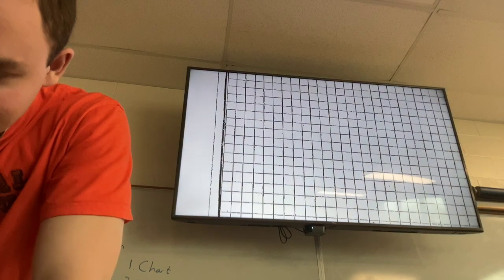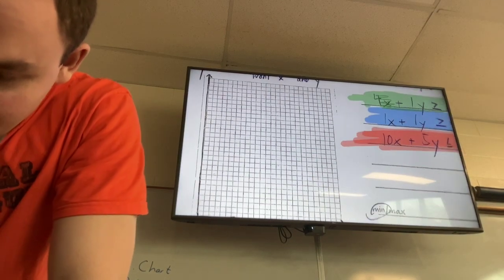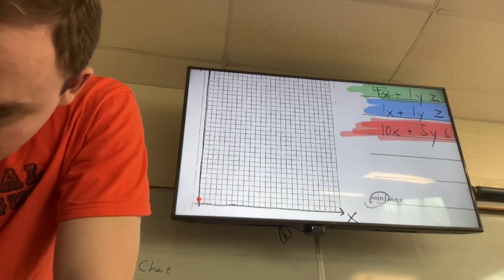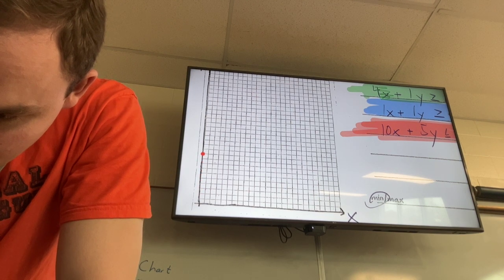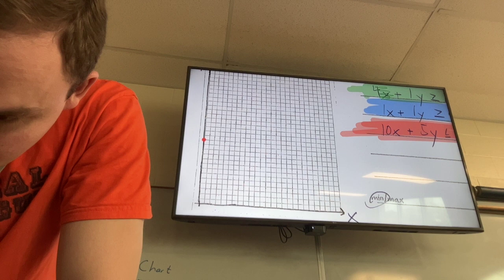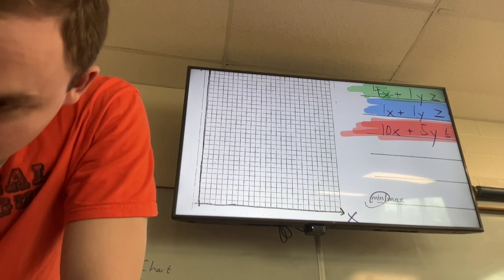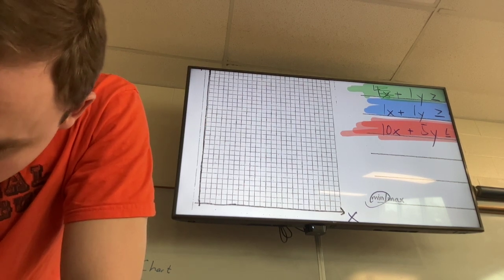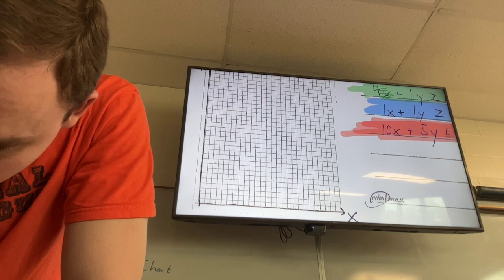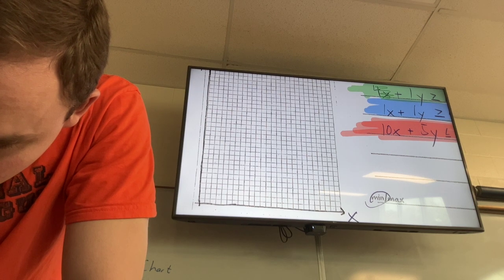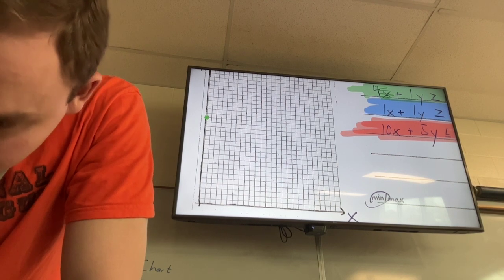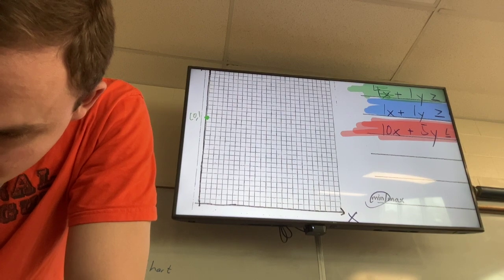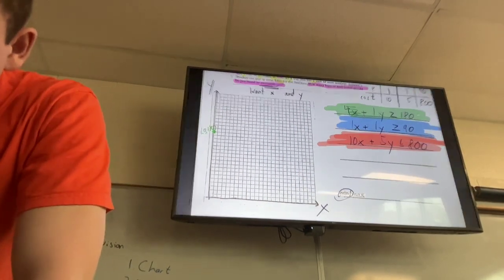Okay, let's go up by tens. 10, 20, 30, 40, 50, 60, 70, 80, 90, 100, 110, 120, 130. There you go. So that's the y-intercept for my green line.